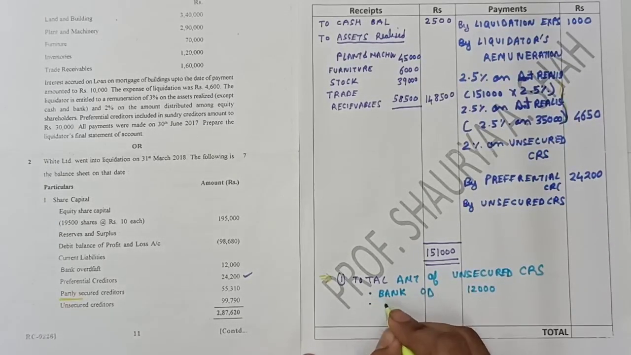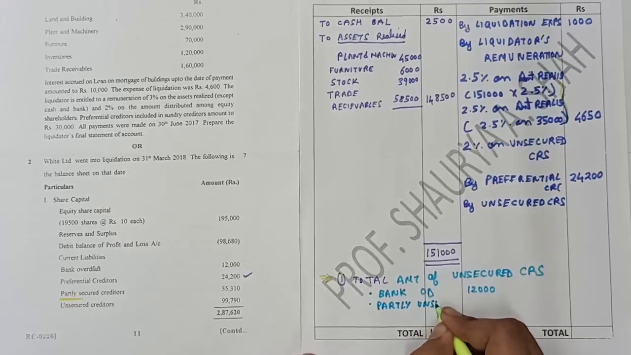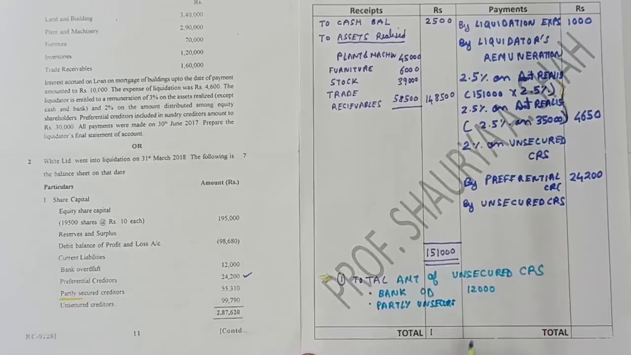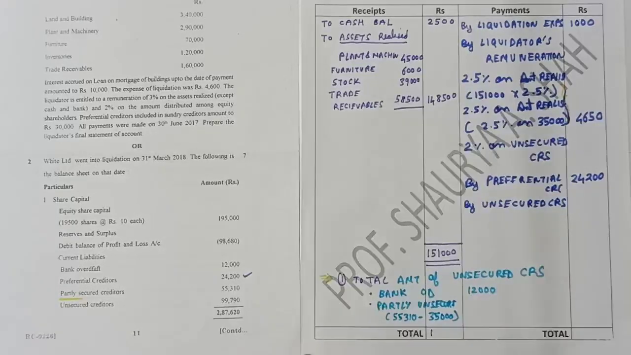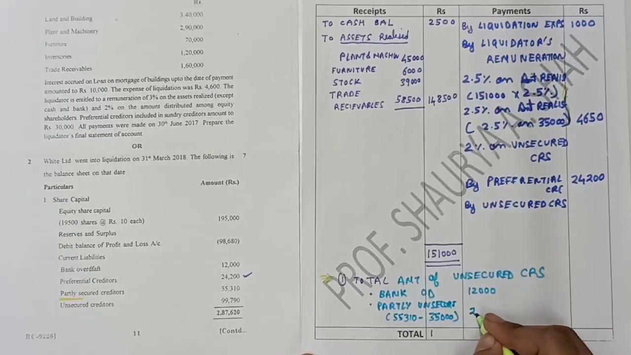So again write down here partly unsecured creditors. Partly unsecured creditors will give me the amount: total was 55,310 minus 35,000 I have paid from your leasehold property. So the balance amount will be your unsecured creditors, right? So what is the balance amount? If you deduct it from 55,310, your balance amount is 20,310, right? So that is my balance amount of partly secured creditors.